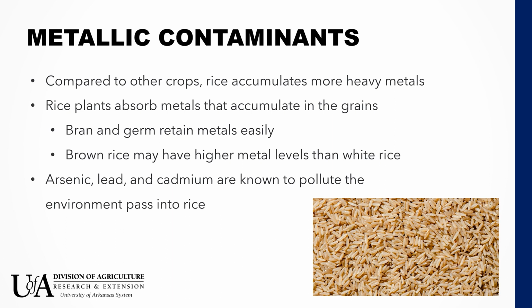Bran and the germ retain metals very easily. Brown rice may have higher metal levels than the white rice. Now, we are familiar with some of these metallic compounds that have been associated with rice. For example, we have arsenic, we have lead, we have cadmium. These are known to pollute the environment and can easily pass into the rice.